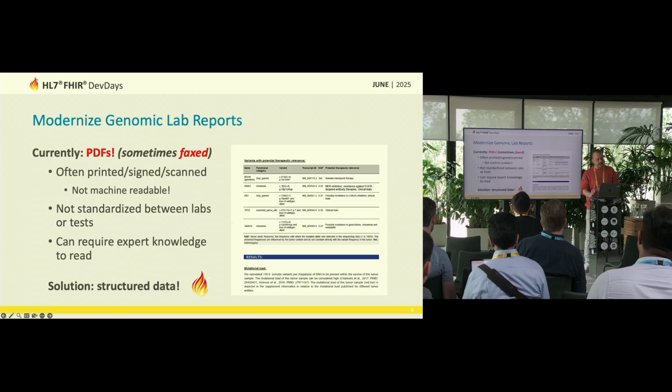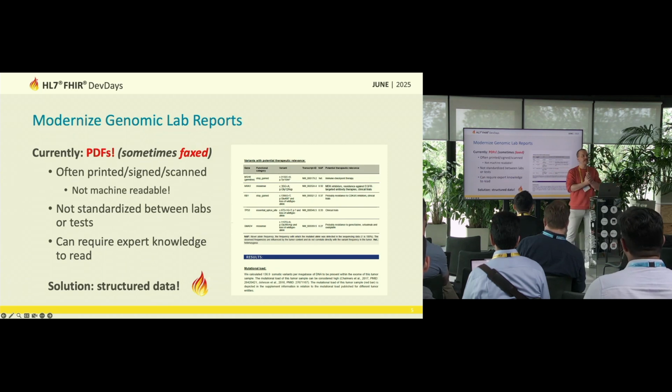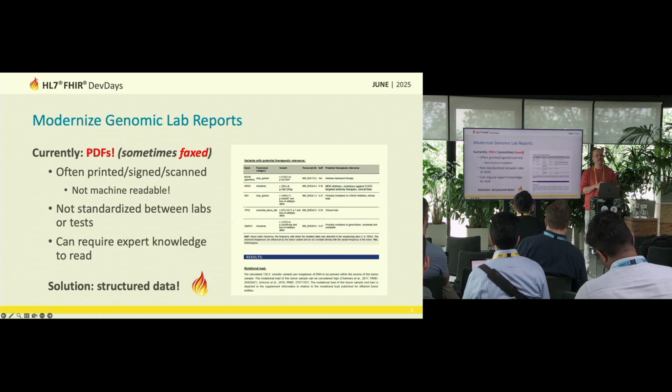The current state, and I presented this same slide 2 years ago, the current state, most of the time, it's still true, unfortunately, is PDFs. The majority of all genomic reports are PDFs, sometimes even put in fax machines, which is slowly dying in Germany due to data privacy regulation, which is nice, but still PDFs.